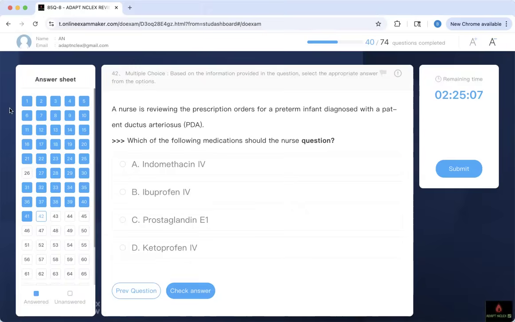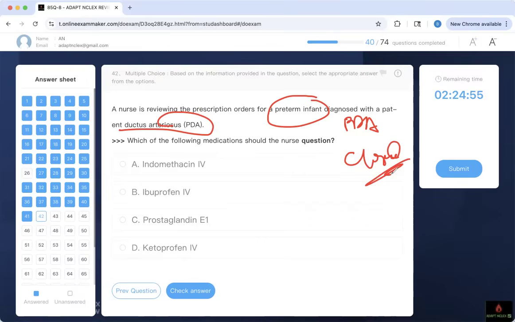Let me break it down for you to pick the right answer. Preterm infant, he has PDA, and we want to close it. That's all he's asking. I want to close it. If it's open, I want to close it. Which of the following medications should the nurse question? That's all. What do you think? You can see there's something common about this. These are all NSAIDs. NSAIDs will close it. Prostaglandins will keep it open.